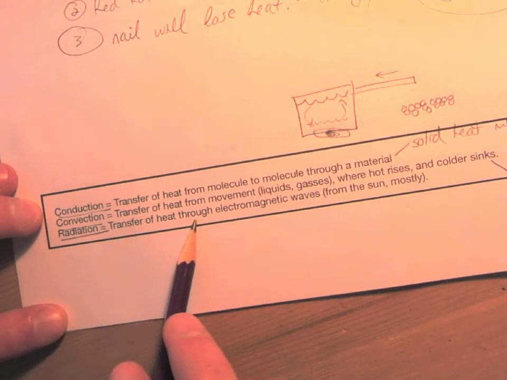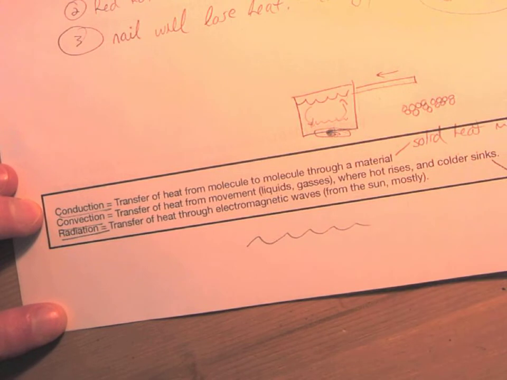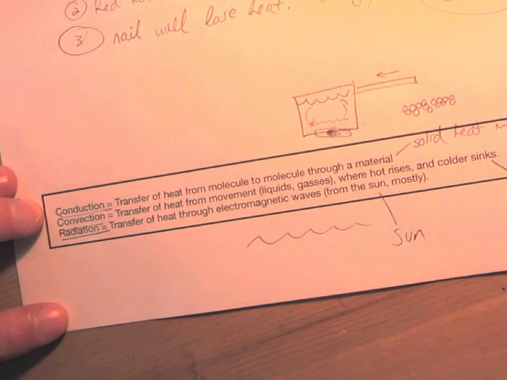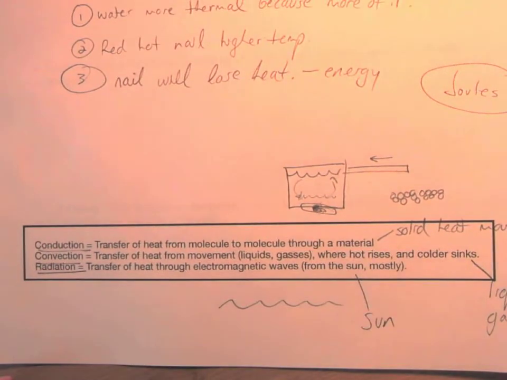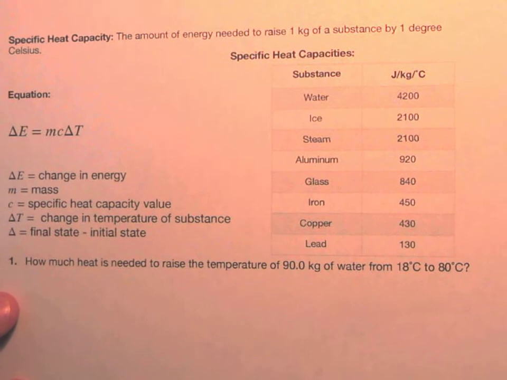This is the transfer of heat through electromagnetic waves that you can't see, and it's from the sun mostly. Okay, so generally if you see radiation word, it just means the heat from the sun. And it can come from other things. There's radiation that comes from kind of everything, but the sun is the main source that we really talk about. Alright, so that's our kind of our first page of theory. Now we can go to some interesting calculation problems.